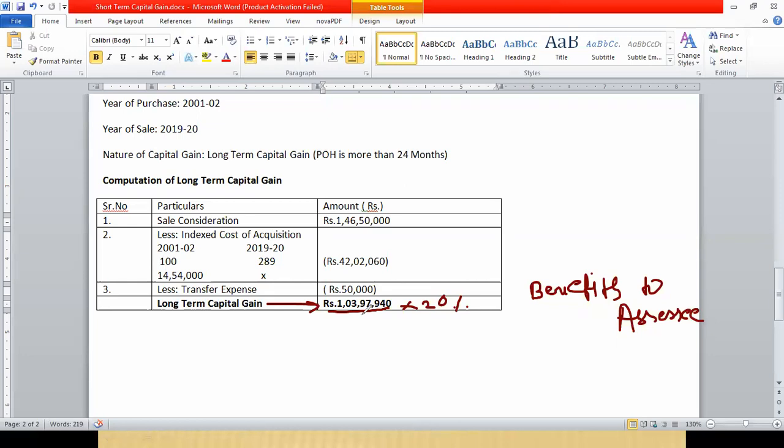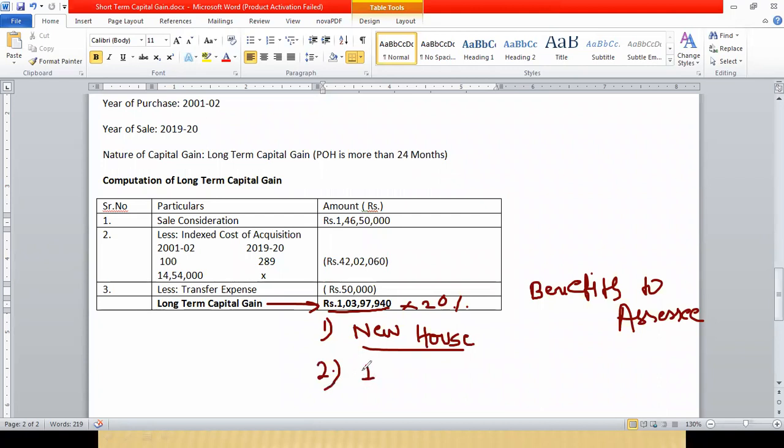So understand two important investments. One is that if the assessee is investing in a new house, he can get the benefit of tax exemption. Suppose Mr. Ranade is using this 1 crore 3,97,940 for purchasing a new house, then he need not pay tax on this amount. And there are various other exemptions; we are discussing two important exemptions.